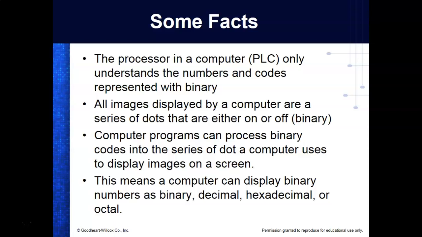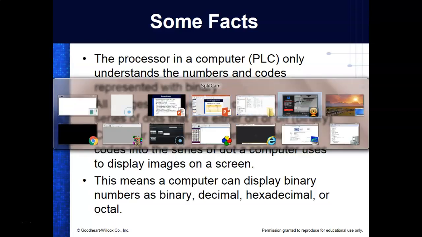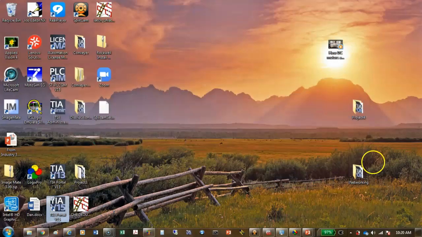All images by a computer are a series of dots that are either on or off. Computer programs can process binary code into the series of dots a computer uses to display images on the screen. This means a computer can display binary numbers, decimal numbers, and hexadecimal numbers, because the computer interprets the dots that it needs to turn on, right? Y'all understand? So when I bring up my calculator, wherever it's at, I don't have it up anymore.